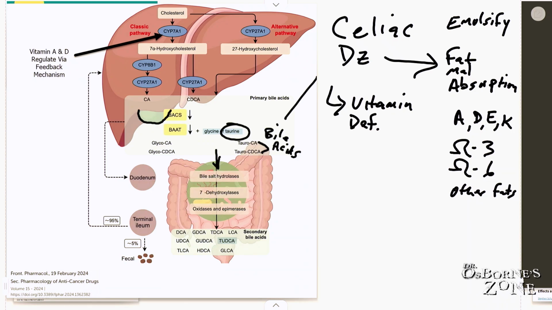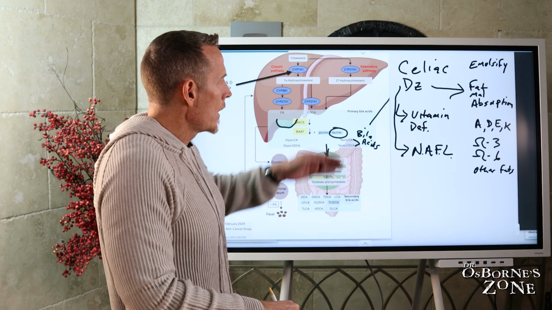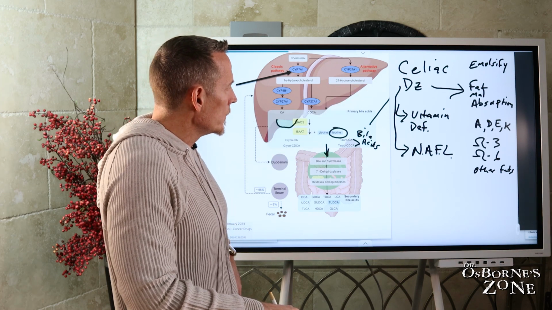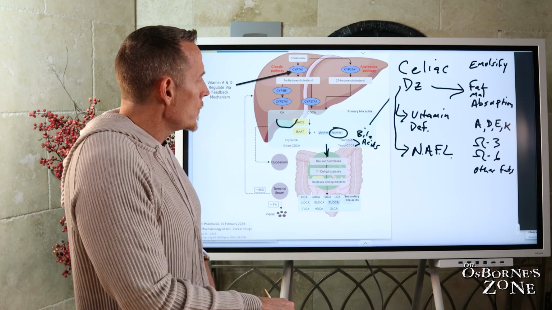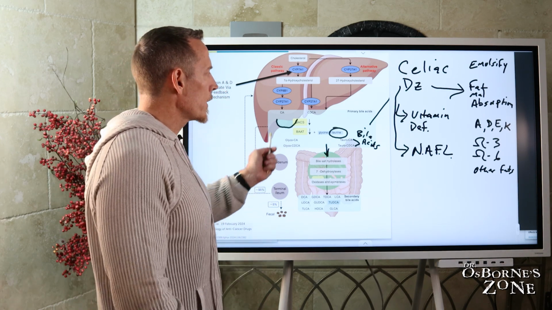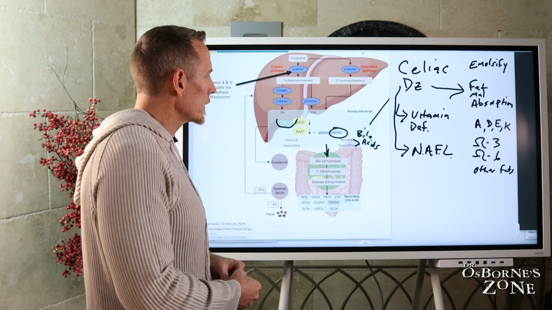Now, the other connection here is that many people with celiac disease develop something called non-alcoholic fatty liver disease, NAFLD. There's also autoimmune hepatitis, which is linked to celiac disease as well. So a lot of these individuals that do have reactions to gluten have liver damage, and that liver damage can contribute to an inability to properly not only form bile, but also other problems associated with that liver damage.